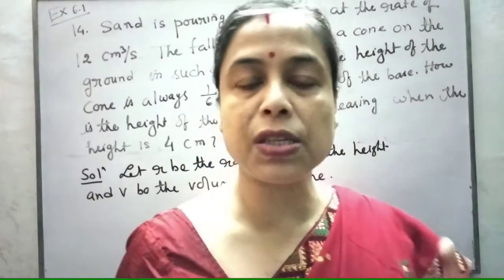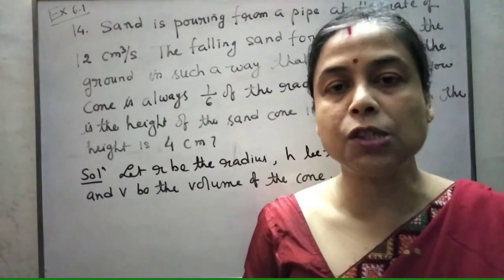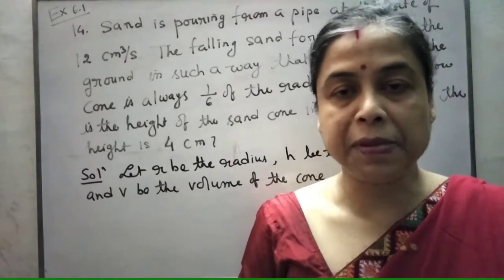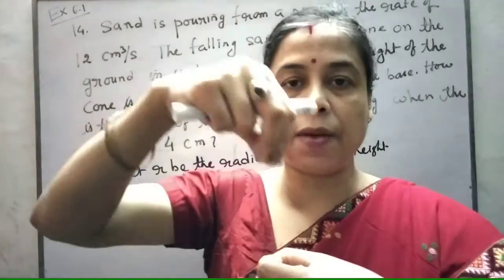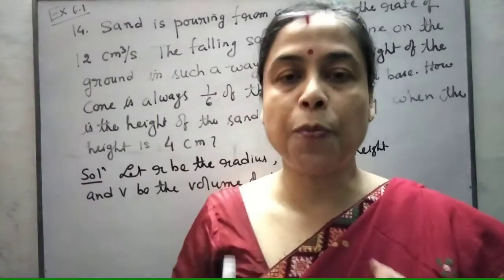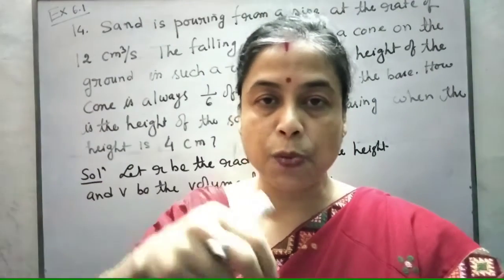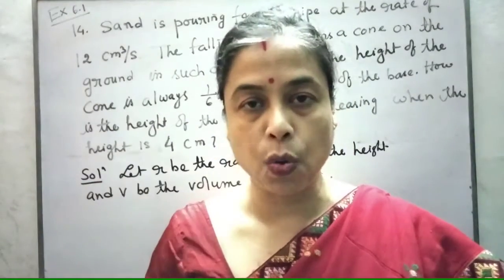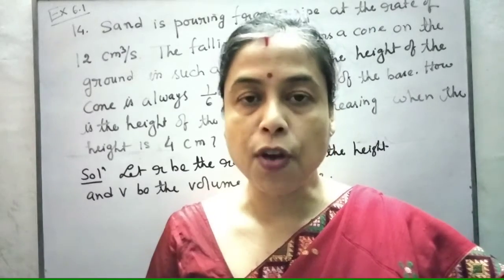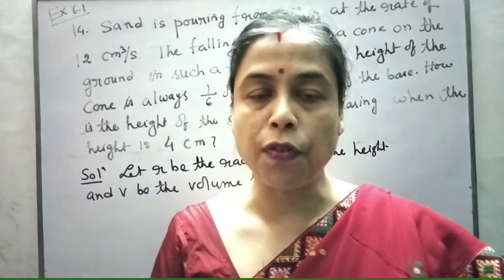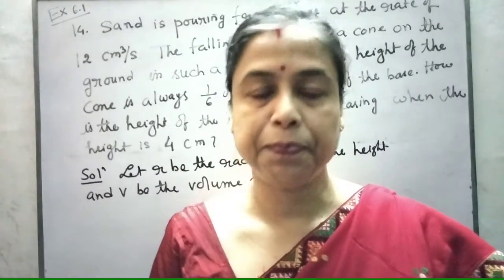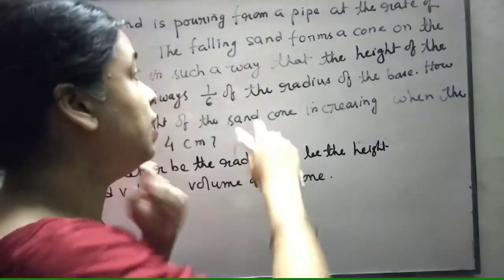So now you see in this question, what is given? Sand is pouring from a pipe. Let me say this is the pipe and from here we are pouring sand. So hope you see that when the sand is pouring, it will form a cone on the ground. Okay. And what is given here is the first thing.